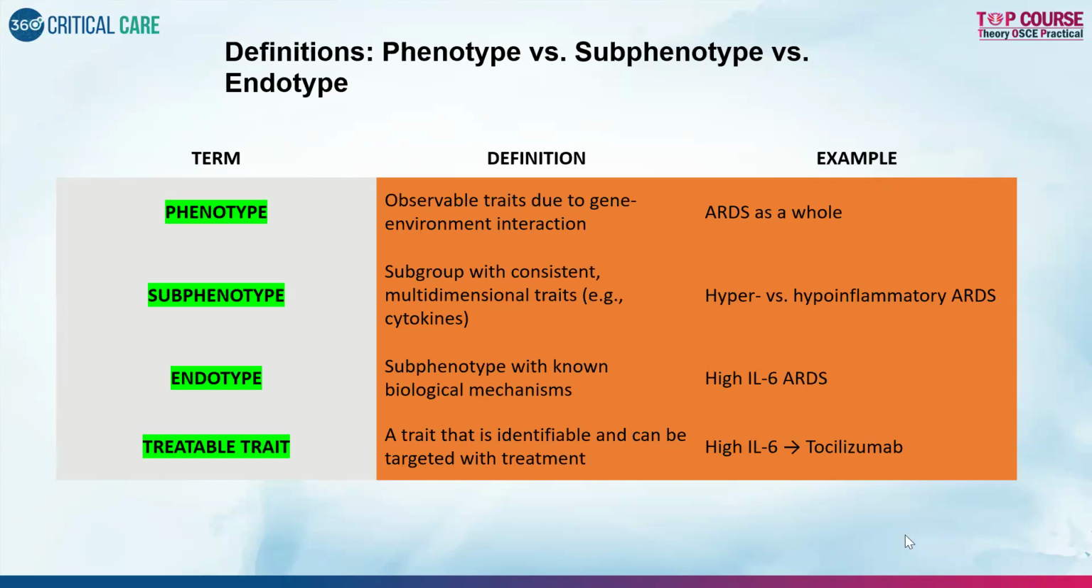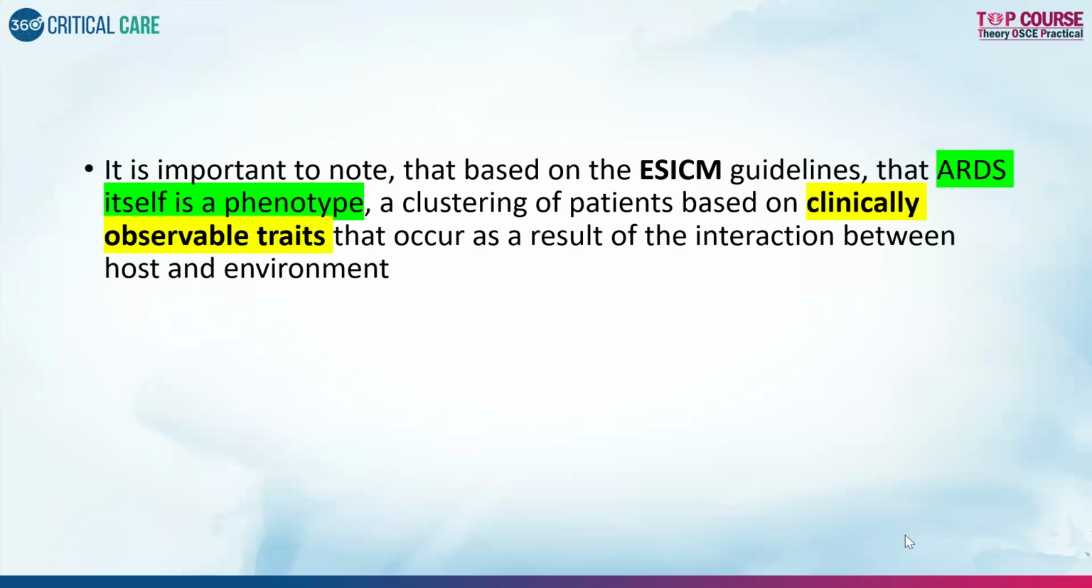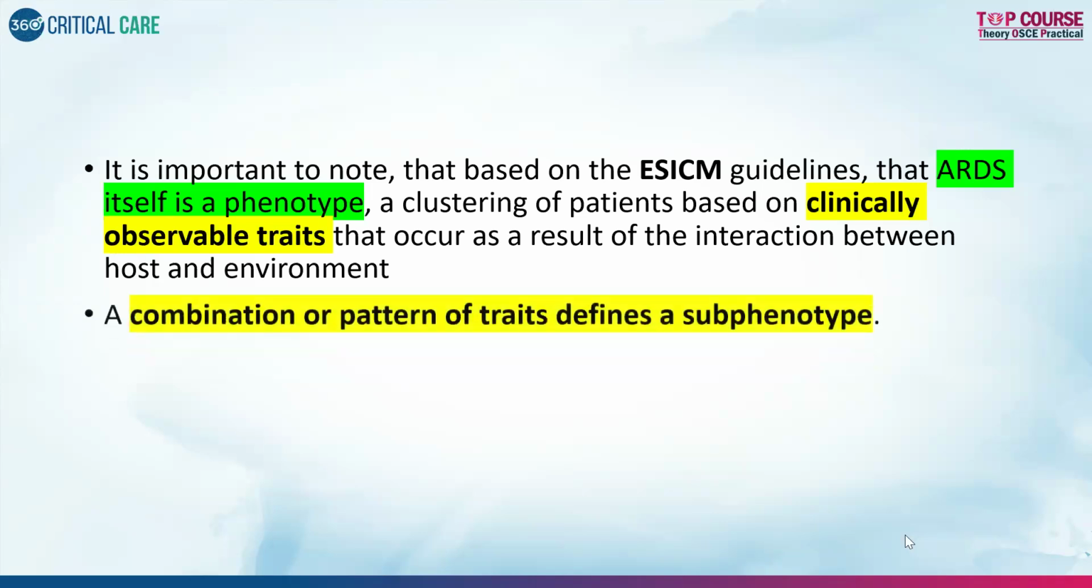So understanding all of this is very much paramount to know your treatment goals, and anticipated outcomes can be improved if you go by understanding the disease pathology. Based on all of these studies, even ESICM has lately suggested that whenever there is a patient with ARDS, you need to find out the interaction between the host and the environment so that you can classify the clinically observable traits and then categorize them into a subphenotype. Usually you have to look at the combination or a pattern of traits which will help you to define a subphenotype.